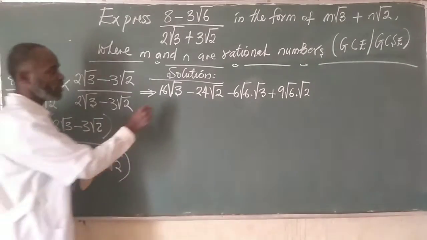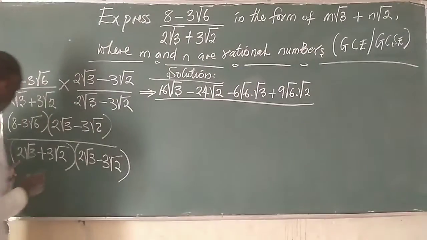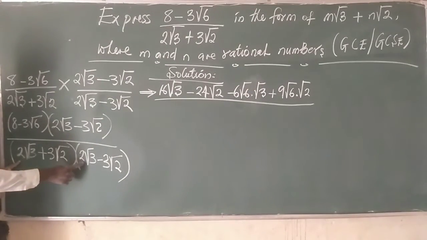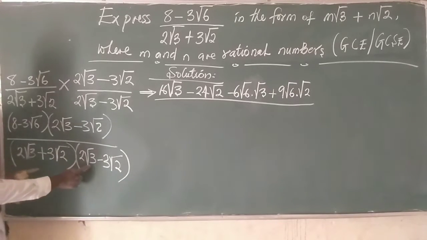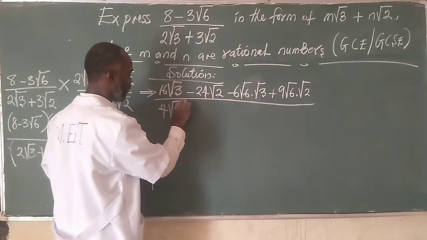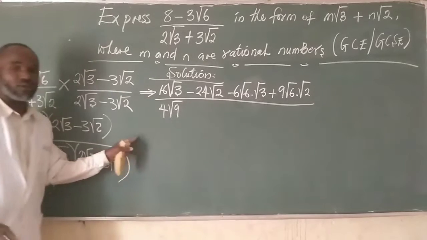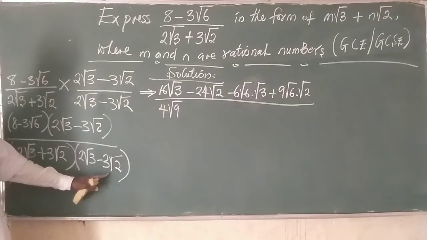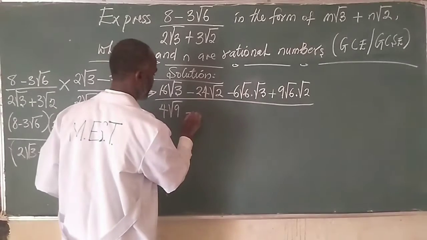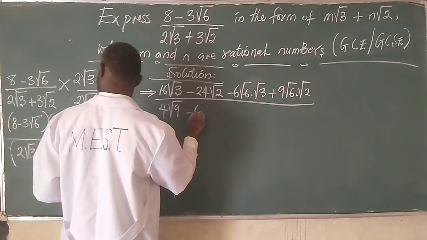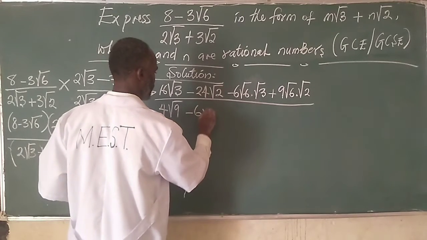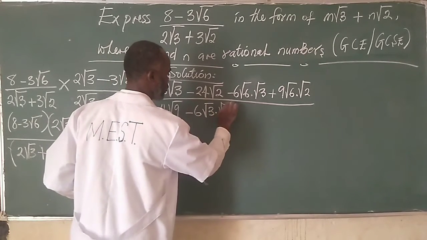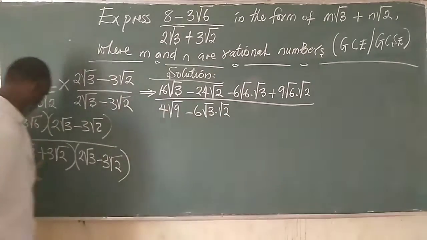So let's go for the denominator now. We take this 2 times 2, which is 4, and then this times this is going to be 4 square root 9. All right, take notes. So we go again, 2 times 2 square root 3 times this is going to be minus 6, and then we have root 3 dot root 2. Good. So we are done with this.